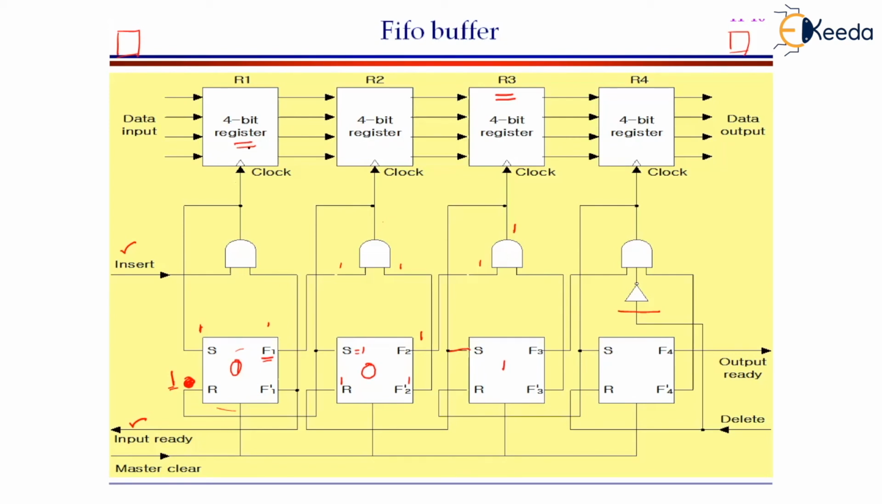In order to make the previous register empty, we are connecting the reset input to the output of the AND gate. But there is no output of the next AND gate because all the registers are already filled. Now we need to make this register free the moment it gets transferred to the output device. For that, we are going to use a delete line. The moment the data has been transferred to the next device, there is a delete line used. That delete line is going to get connected to this NOR gate.